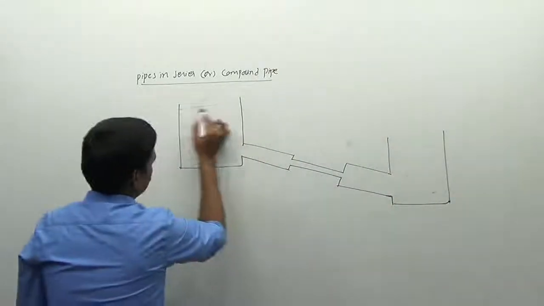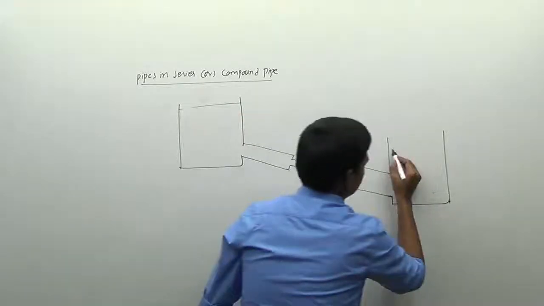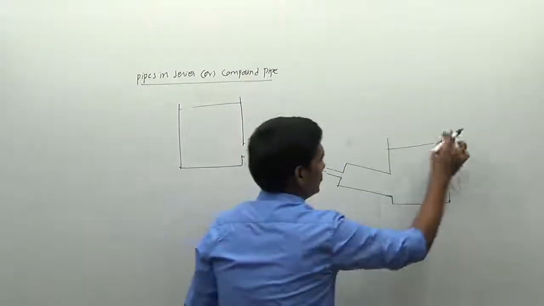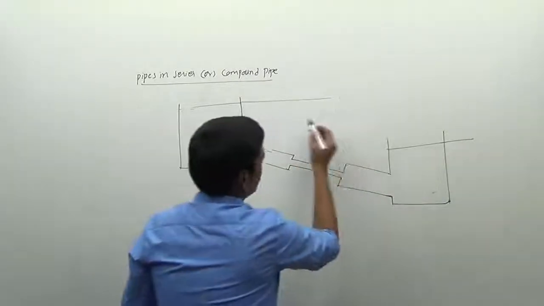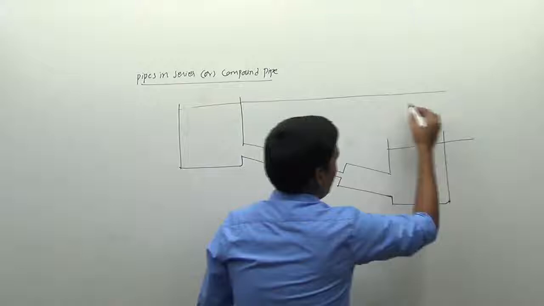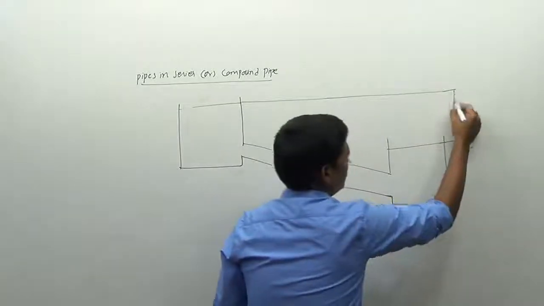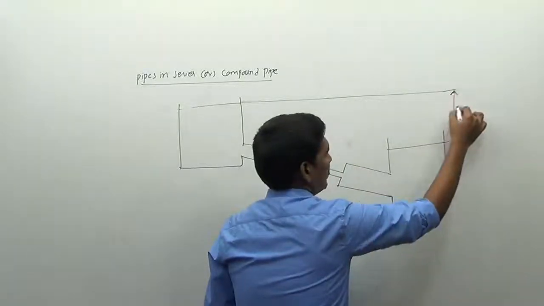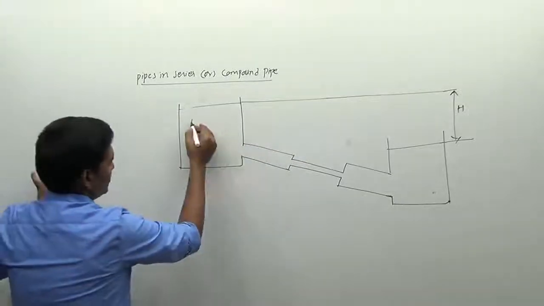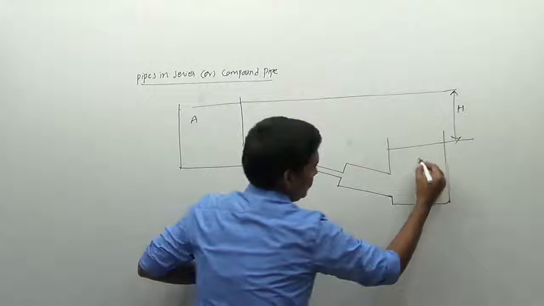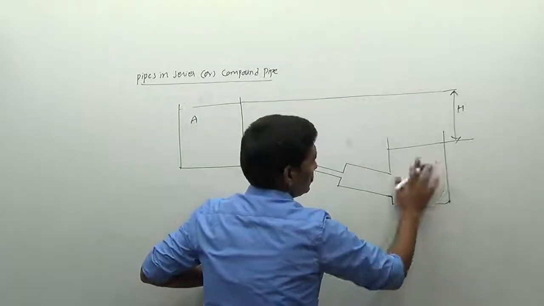Levels of the pipe. Tank container, this is a level here, this is one more level here. So I am just extending these lines here, and the difference between these two levels is equal to, I am taking this value as H. Okay, so this is the reservoir A and this is the reservoir B here. Or the tanks also we can say.